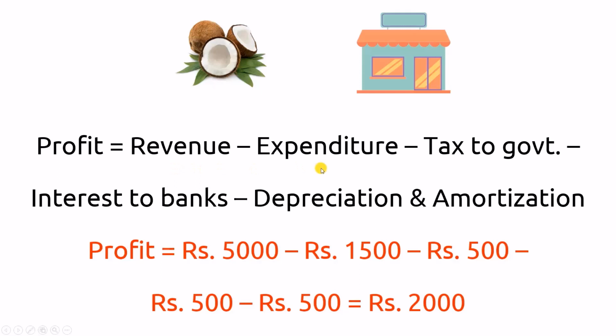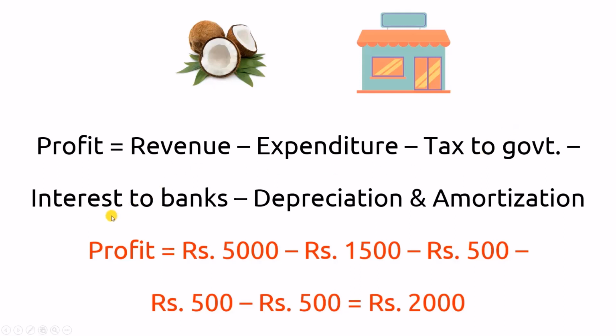Alright? Now, if expenditure is more and revenue is less, then you will be in loss. If revenue is more and expenditure is less, you will be on the positive side. I cannot say profit, you will be on the positive side, because there are other things also. Now, after revenue and expenditure, we have tax to the government. So, you need to pay tax to the government from the revenue that you get.